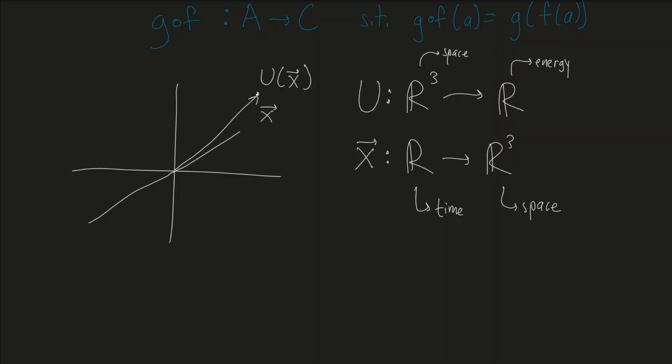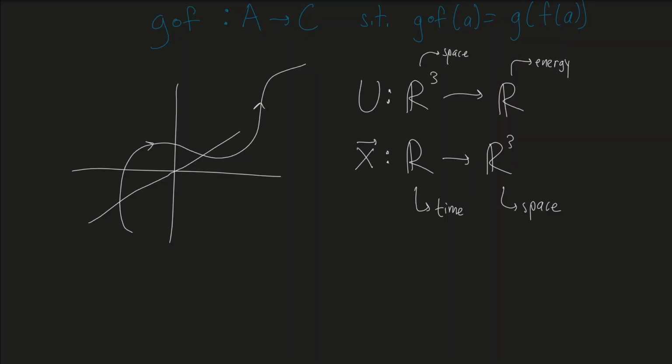Okay. So what we might have then is an actual particle that goes along some trajectory throughout the space over time. And what we want to know is, as a function of time, what is the potential energy of the particle?